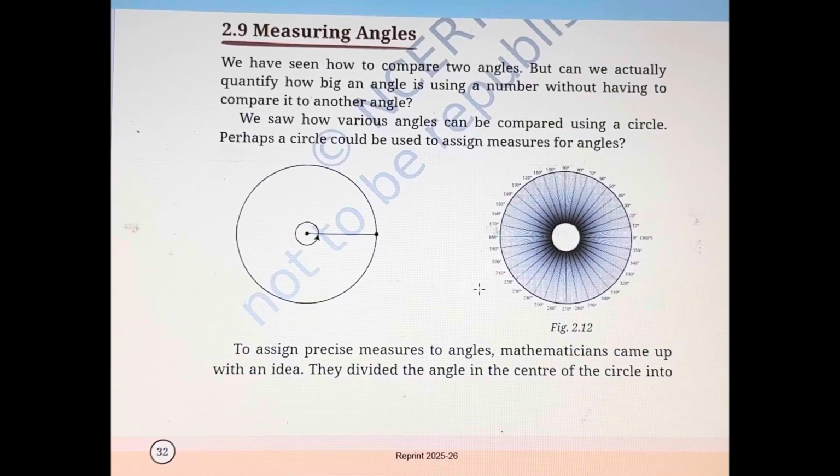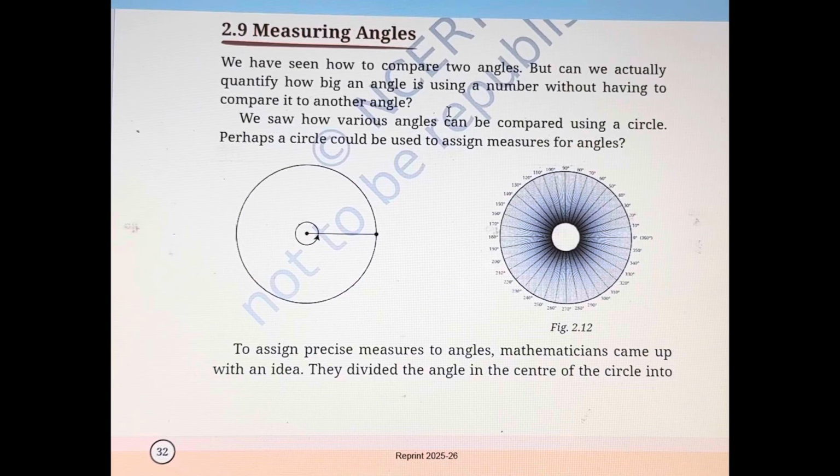In this video, we are going to continue with chapter number 2, Lines and Angles of grade 6, the new NCERT textbook, Ganith Prakash. Right, so we are going to talk about measuring angles, how to measure angles. So we have seen how to compare two angles. But can we actually quantify how big an angle is using a number without having any other angle to compare, right?